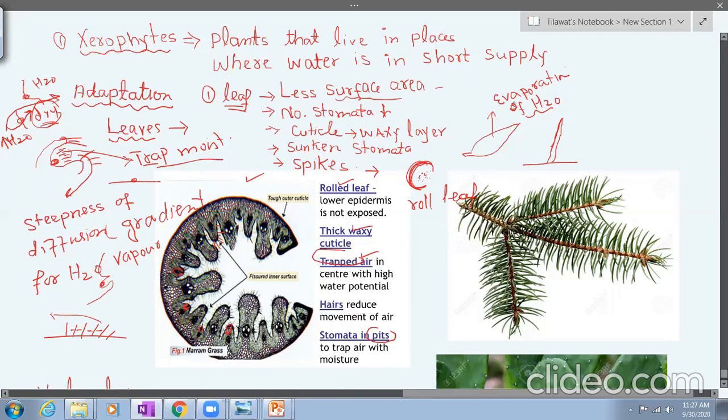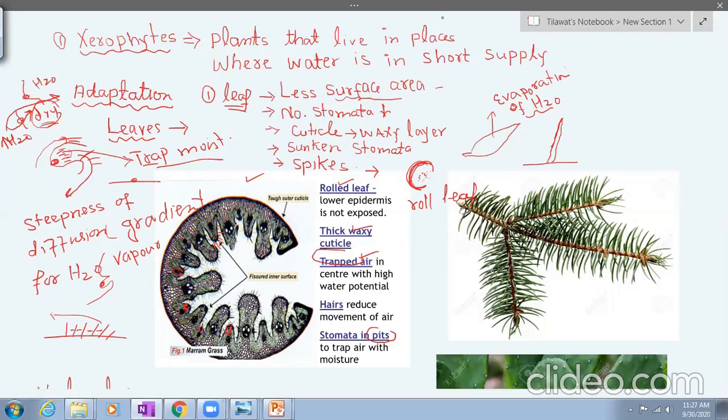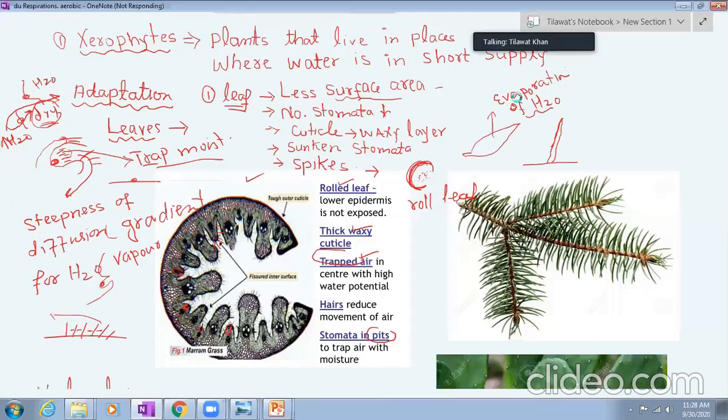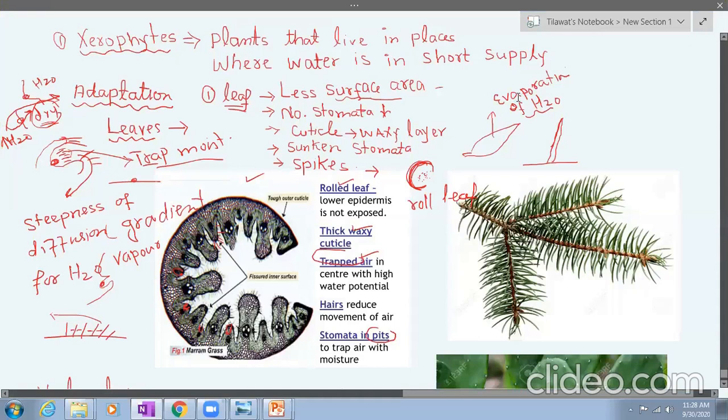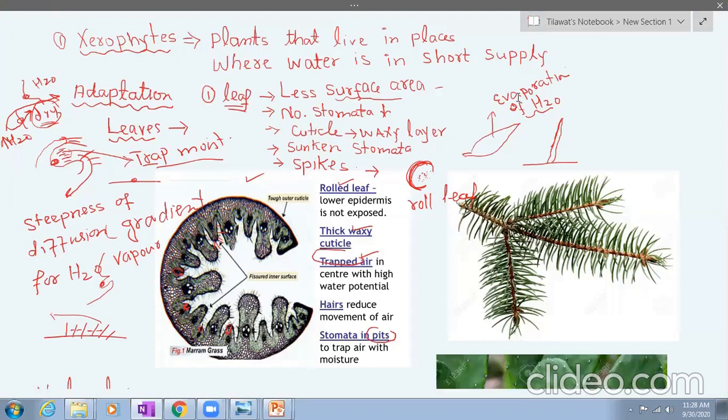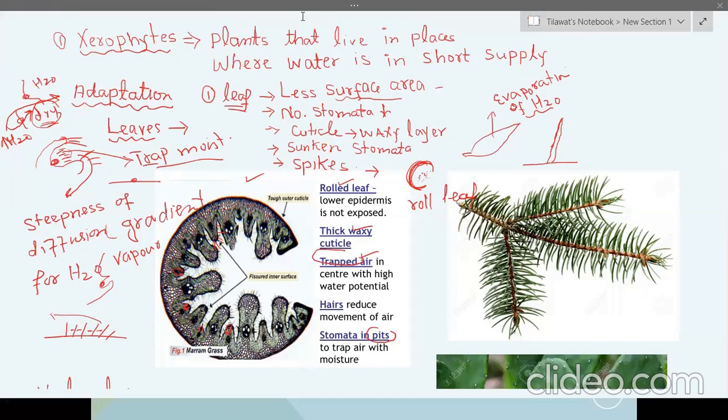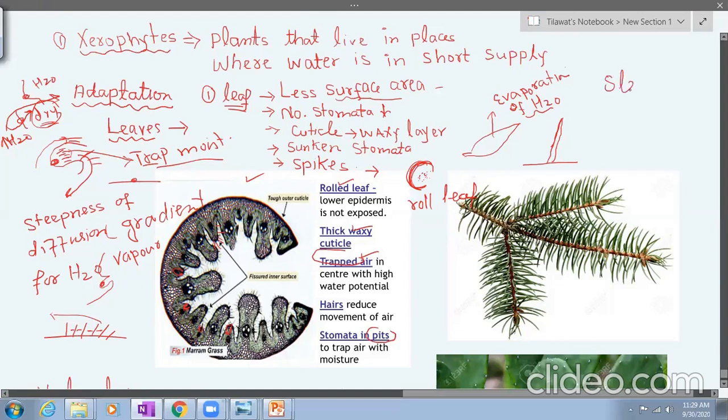So, boys, these are the adaptations of the leaf. You should be careful. Sometimes they ask questions only related to the leaf, and we write about the stem also. If they ask a question about leaf adaptation, you have to give a leaf adaptation answer. You should not be general, because in these plants the stem is also different from others. Let's see about the stem. I am writing now about the stem of these plants.